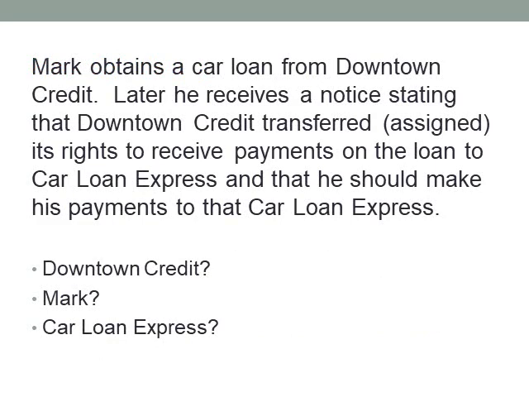Okay, so let's look at some examples here. Mark obtains a car loan from Downtown Credit. Later, he receives a notice stating that Downtown Credit transferred, or assigned, its rights to receive payments on the loan to Car Loan Express and that he should make his payments to Car Loan Express. So let's talk about who's who here. Downtown Credit, who's Downtown Credit? That's our assignor. He's the one who's transferring his right.